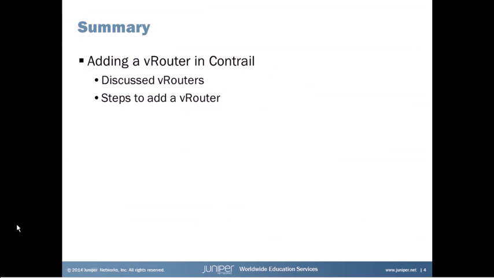And that brings us to the end of this learning byte. In this learning byte, we talked about adding a vRouter in Contrail, discussed what vRouters were, and the steps to add a vRouter. And then we walked through the process of actually adding a new vRouter by setting up the compute node and things like that, and running the scripts from the config node.